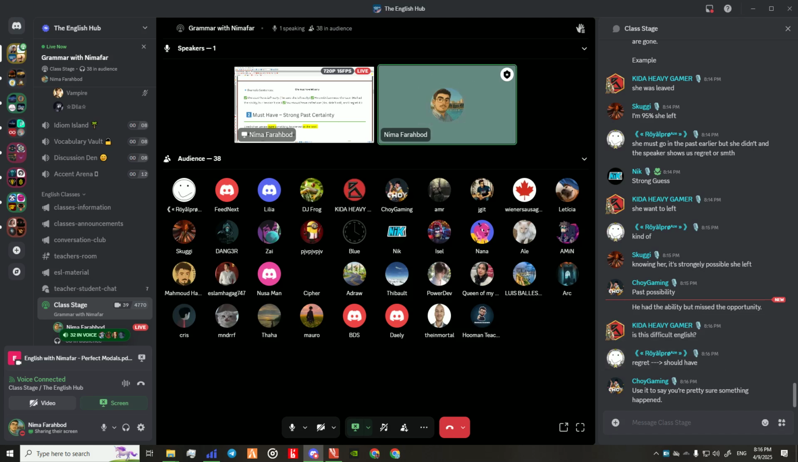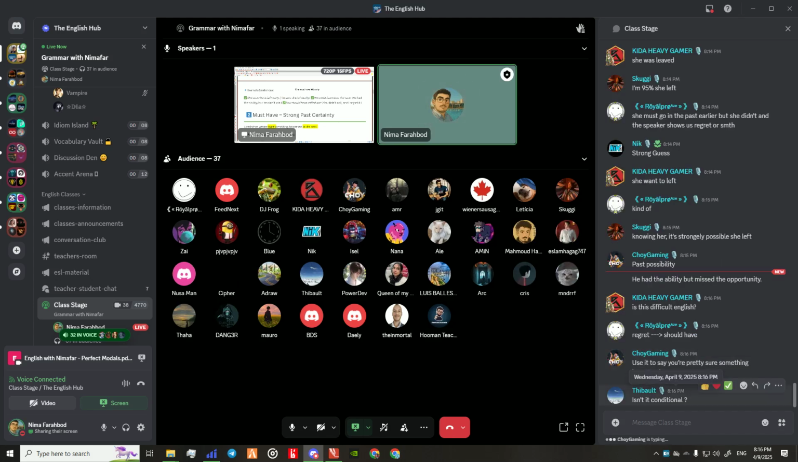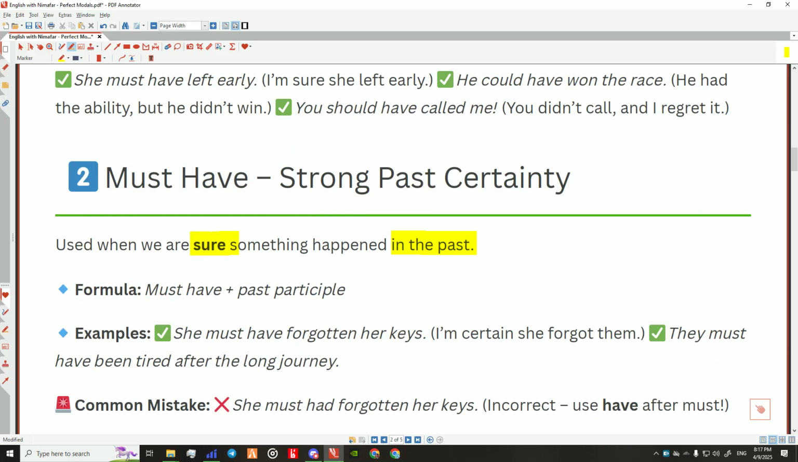Is this difficult English? You mean advanced? To some extent, yes. "He had the ability but missed" is not for this one. Regret is should have. Very good. Use it to say you're pretty sure something happened. Very good, Troy gaming. Isn't it conditionals? No. I mean, in would have, yes, we use would have plus PP in third conditionals. But must have is not. The formula is must have plus past participle, like must have done, must have gone, whatever. Of course, you know that.